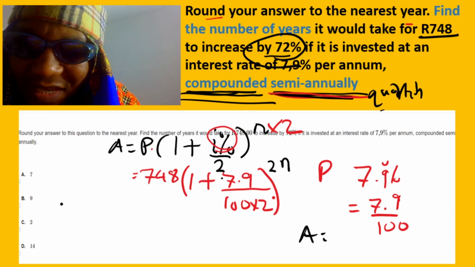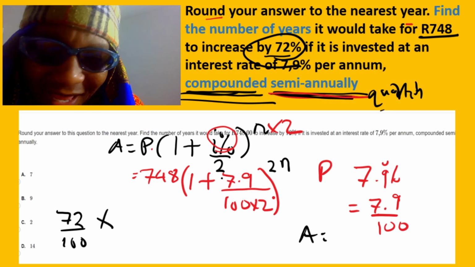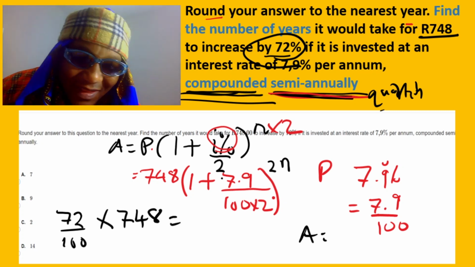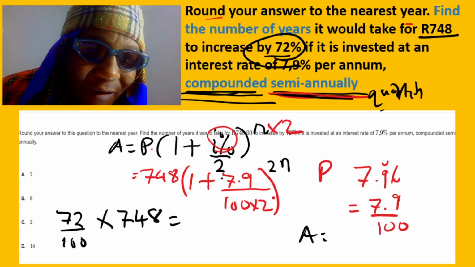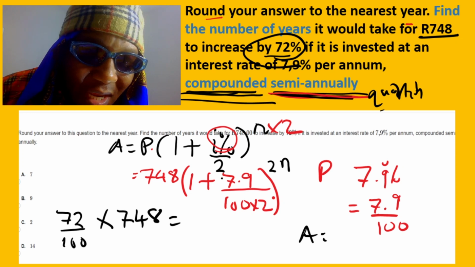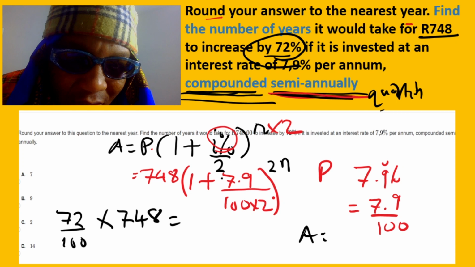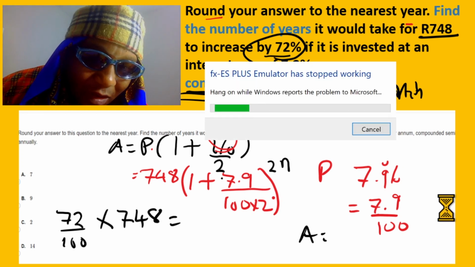So I'm going to say 72%. What is 72%? 72% means 72 over 100, multiplied by 748. So we can plug this in the calculator. I have an online calculator. So I come to the fraction here, and there's 72, and then over 100.